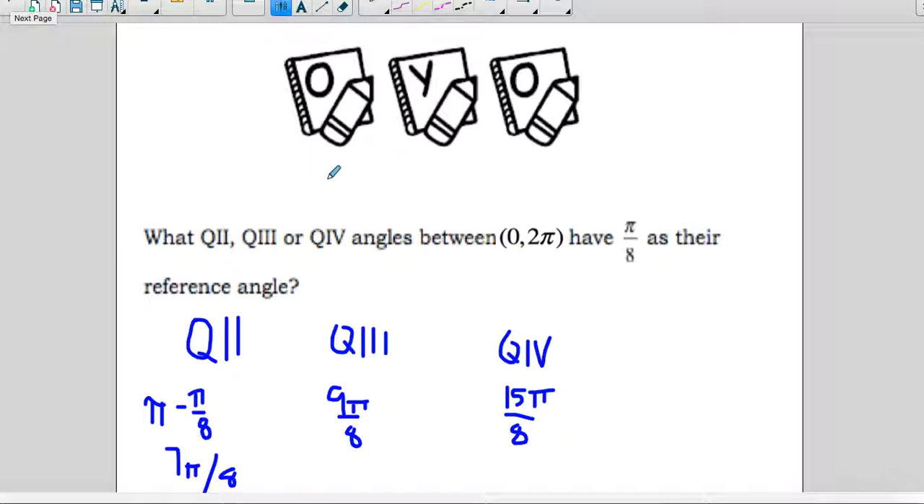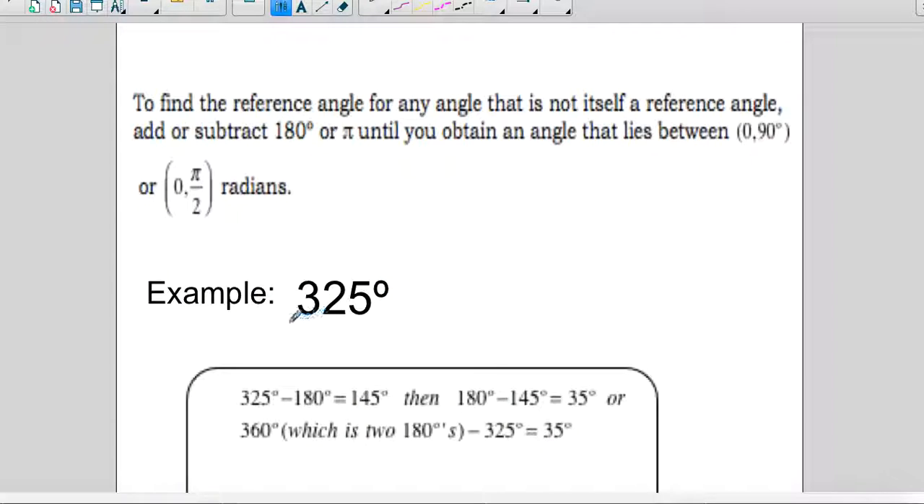And basically, what we've done today is, I'll give you the reference angle, you find the quadrant 2, 3, 4 angles that have those as a reference angle. And then I'll give it to you the other way, where I'll give you a non-reference angle, and you have to find the reference angle. So a typical problem like this, if I had 325 degrees, that spits you out in quadrant 4. It's definitely not a reference angle. However, it itself does have a reference angle, right?